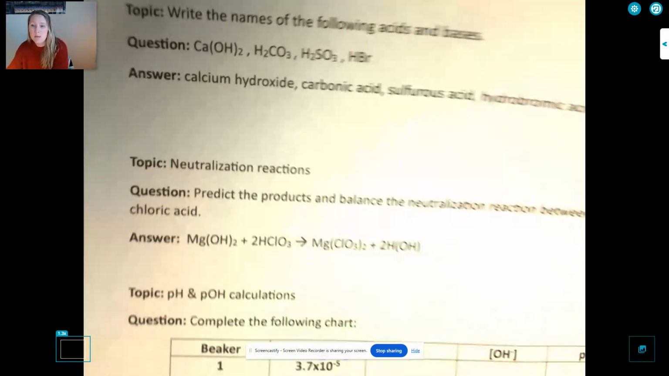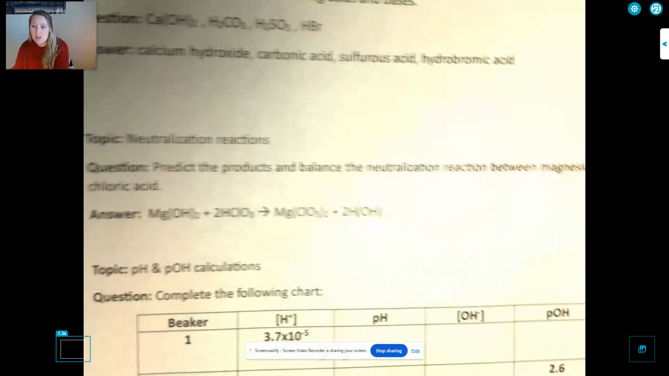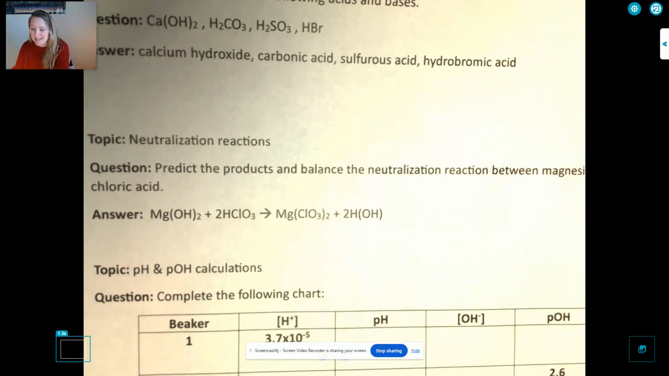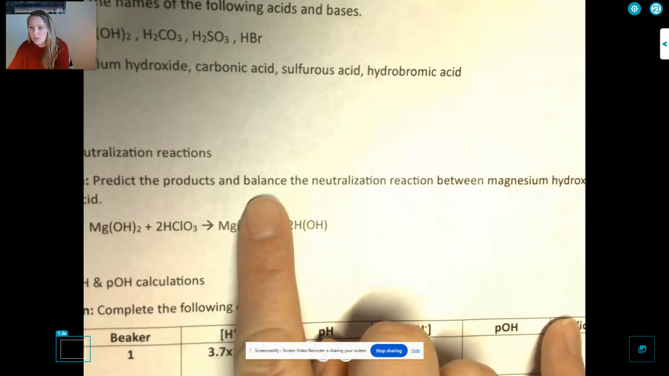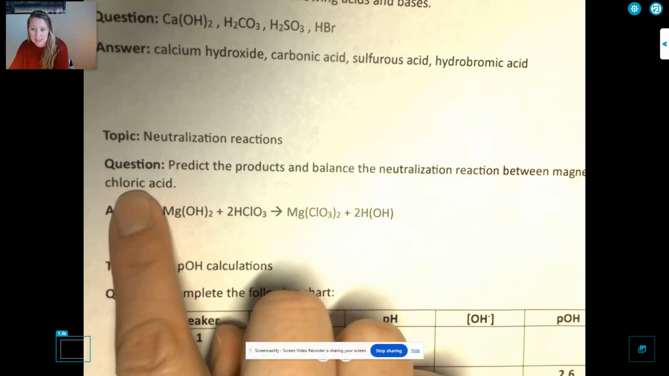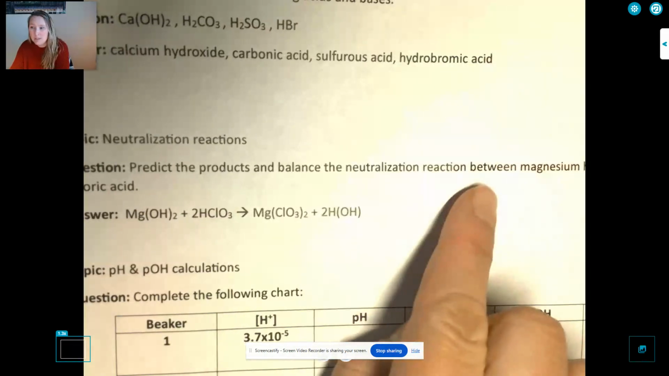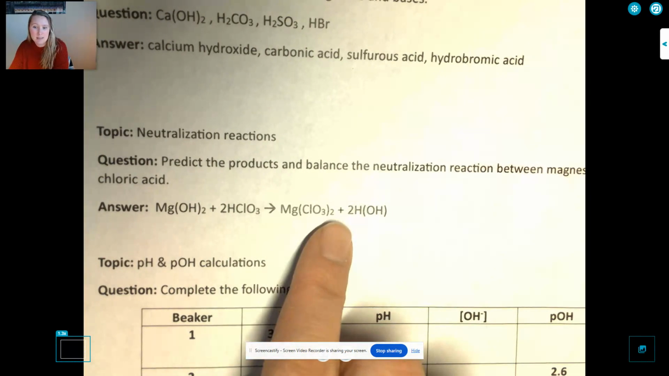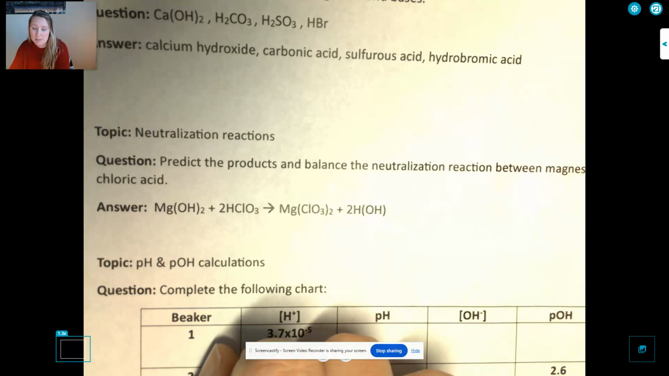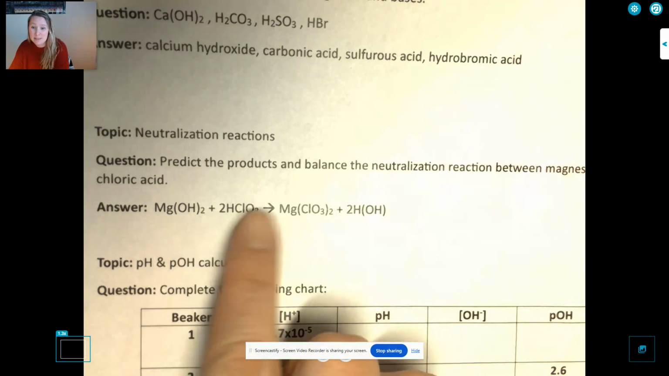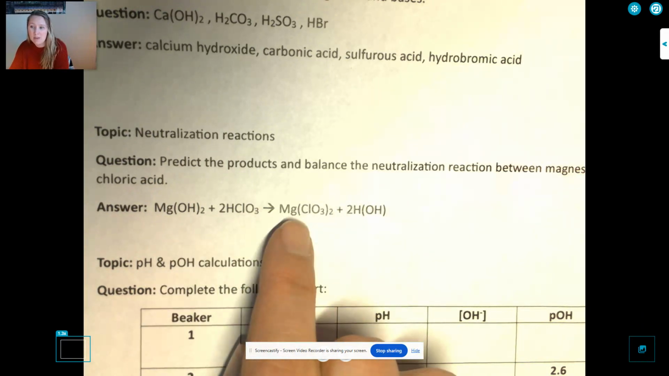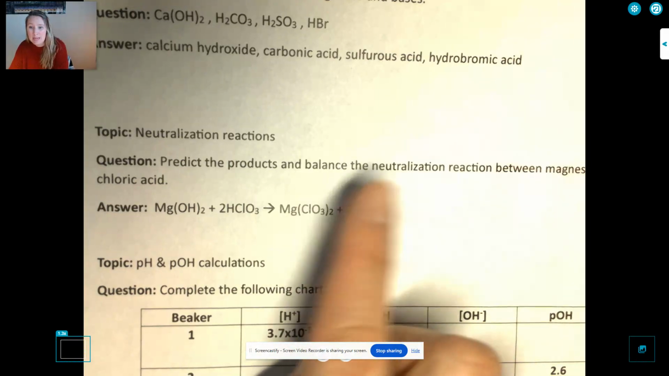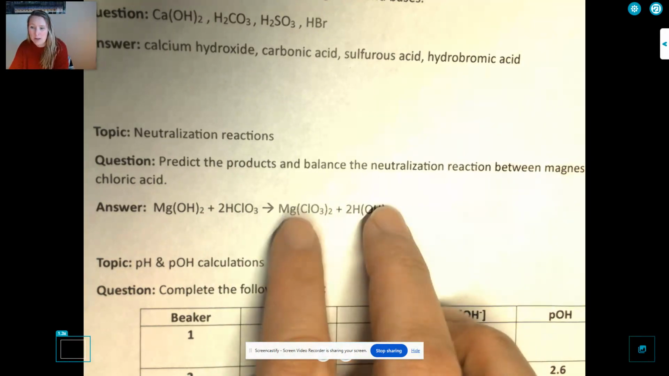From there, we get into neutralization reactions. I like to ask them to predict the products and balance the neutralization reaction between magnesium hydroxide and chloric acid. I write this out as names, and then I have them write formulas, balance it, and you could even go a step further and have them assign states of matter. They should all be aqueous. You could have them write this out as words too. But again, I'm looking for, can they transfer this from names to formulas, and then can they predict their products?